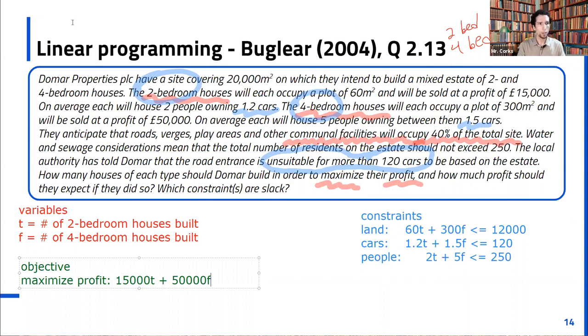I haven't written it here because at this point, I'm sure we understand it, but we also have that T must be greater than or equal to 0, and F must be greater than or equal to 0, because you can't build a negative number of houses. So the problem will not tell us that directly. We just have to add in our common sense here and figure that out.